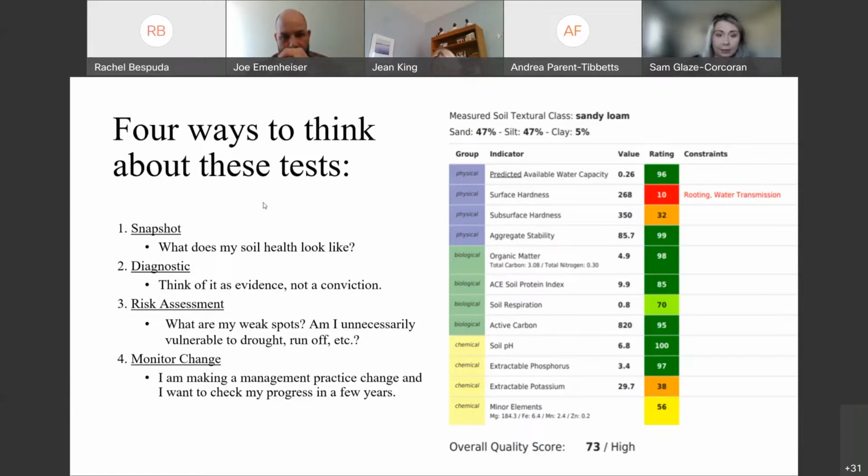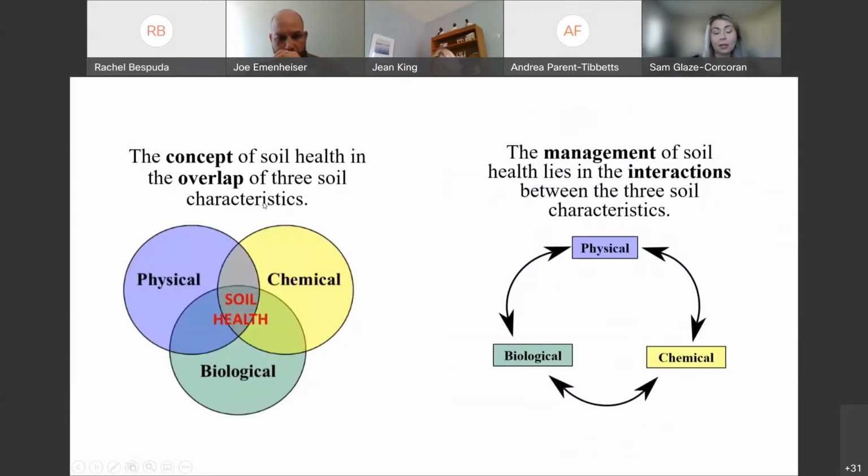So with that in mind, we can then move into thinking of this concept of soil health. I think most of this was covered in webinar 1, so we'll make it brief. But when we're talking about the concept of soil health, we're talking about this space where physical, chemical, and biological parts of the soil overlap.